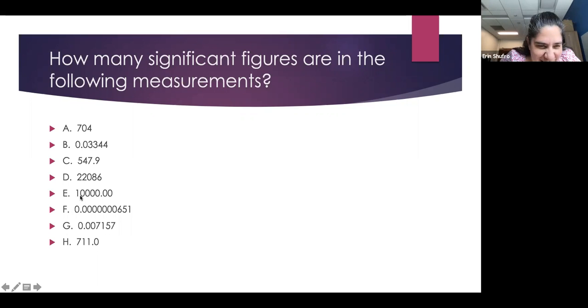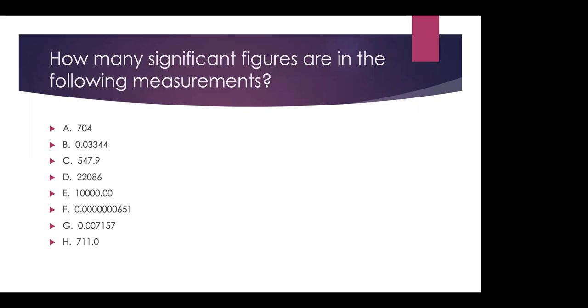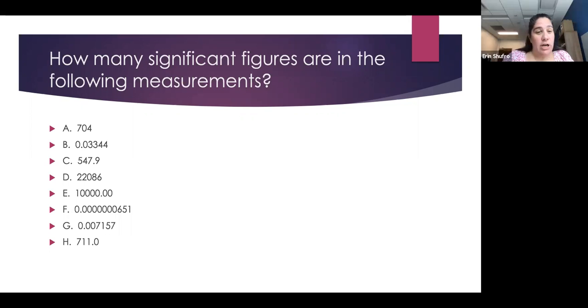Seven. I gotta count: one, two, three, four, five, six, seven. Yeah, seven is correct. Sorry, I didn't have that one written down and I had to count those zeros. Okay, how about F? Three, yep. How about G? Four, awesome. And how about H? Four, awesome. Okay, you guys are doing great. That's perfect.